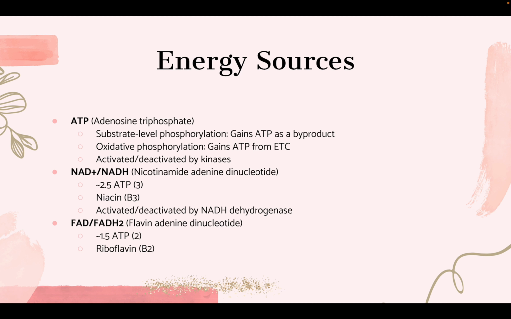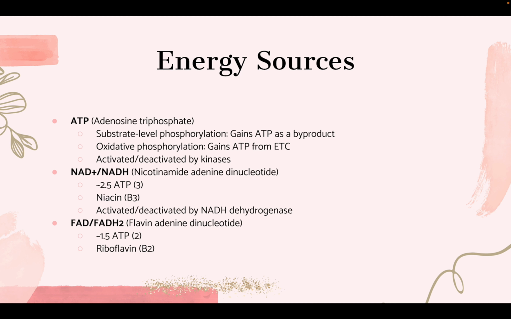NADH is worth about 2.5 ATP in the end. Ideally it would be 3, but transporting things through the cell takes some of that energy that you made. And in order to make it, you need vitamin B3 or niacin. Just the way that ATP had kinases to activate and deactivate it, NAD plus and NADH alternate between those two forms because of NADH dehydrogenase.